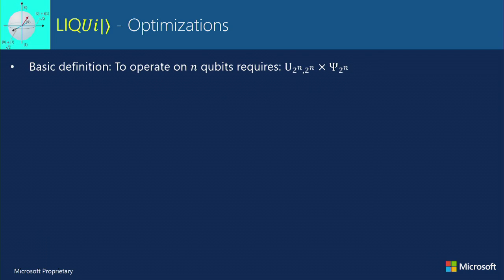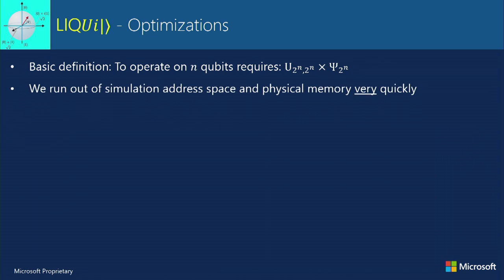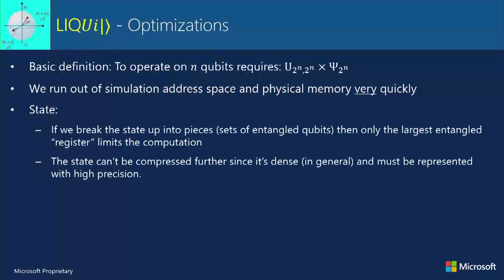What we want to do is this matrix vector multiply. And we run out of simulation address space and physical memory very quickly. So if we look at the state vector, the guy on the right, we can break it up into pieces because if things haven't been entangled yet, they're very simple to define. Each qubit really only takes one set of 2 complex numbers. When we entangle them, they take more and more and more space. So we actually keep the state vector in pieces until you pull them together, and as you measure, we take them apart, and we give back memory as much as we can.